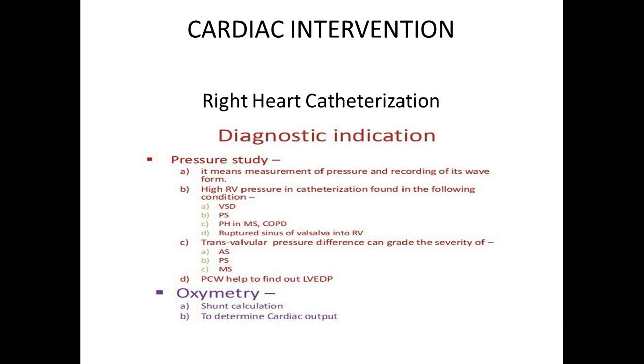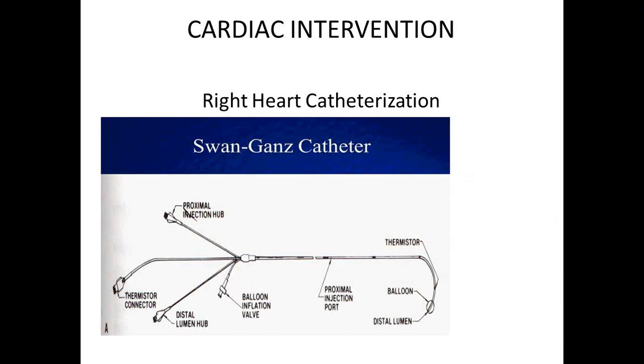So just think about it. If you have a defect, because you're going to have the admixture of blood, the oxygen saturation on the right side of the heart is going to be increased a little bit. So these are some of the main diagnostic indications for your right heart cath.